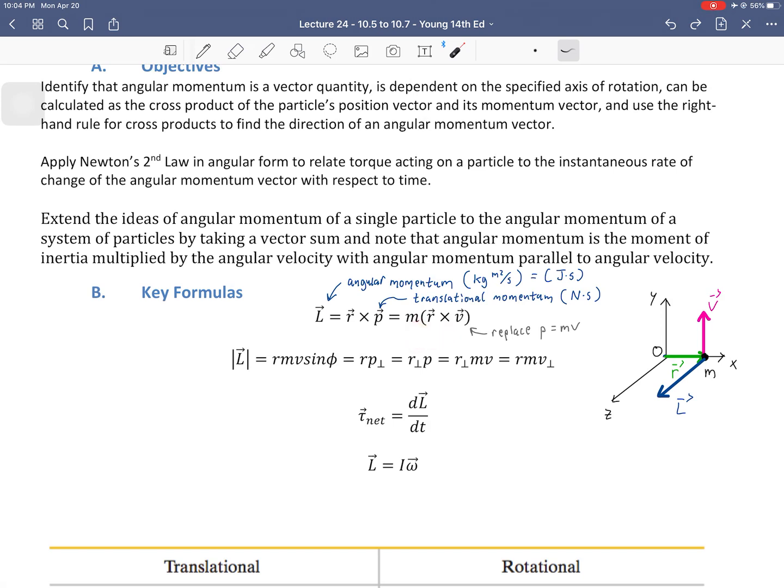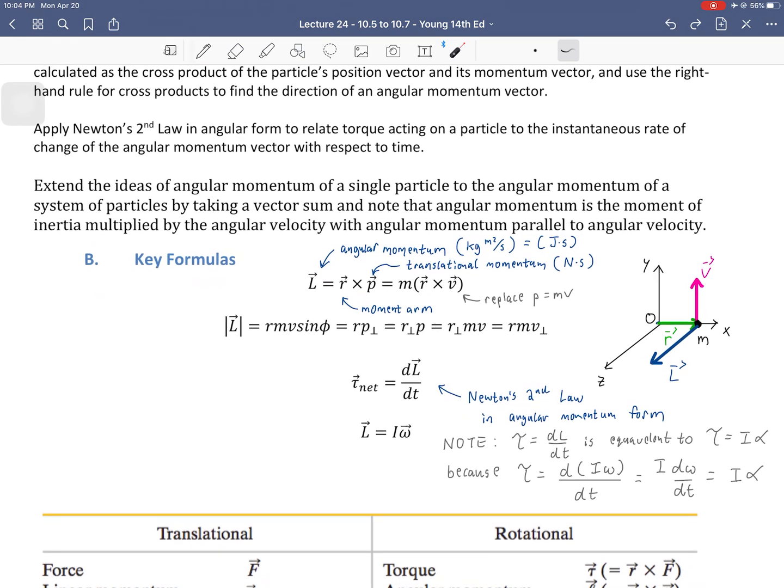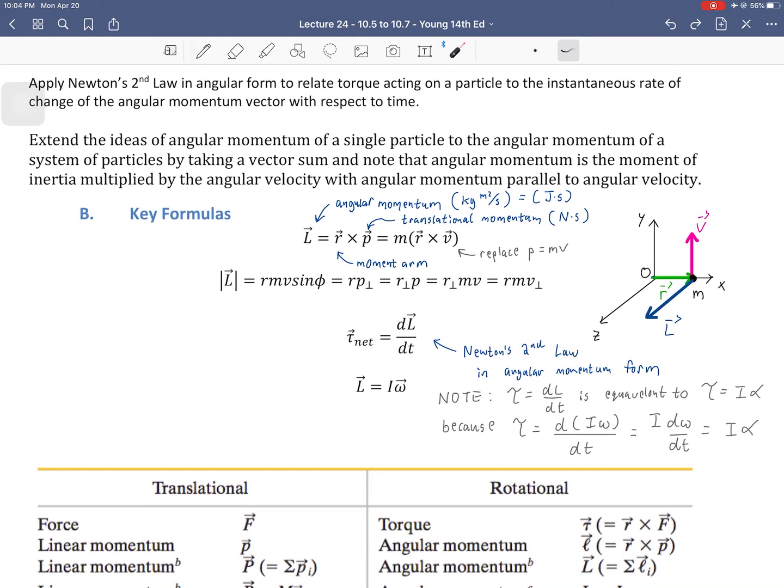But one thing you can do is pull the scalar out. Prove it for yourself. So there we have the moment arm, translational momentum, everything I mentioned. Looking down, I'll get to this in just a second.